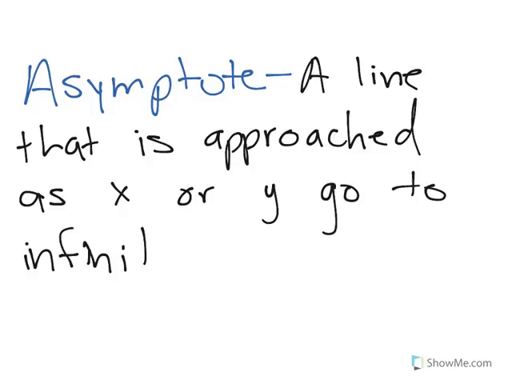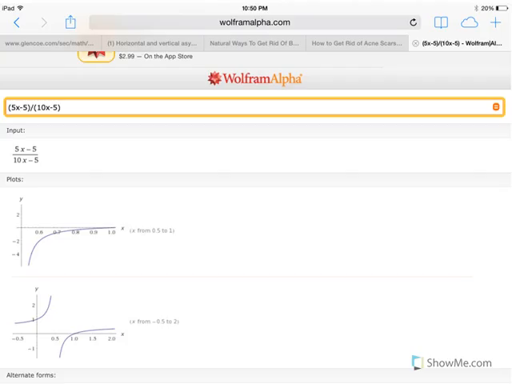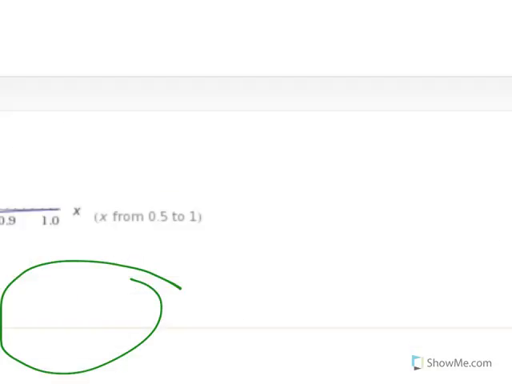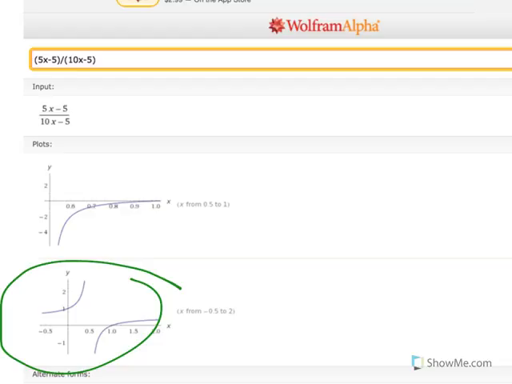So an example is the following graph right here. I would like you to look at this graph, and right here you see that there is kind of an invisible line. Let me make it bigger. So there is an invisible line that the function doesn't seem to be able to cross.